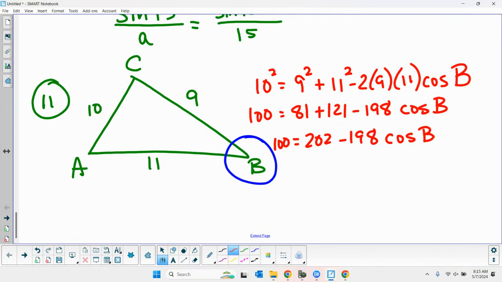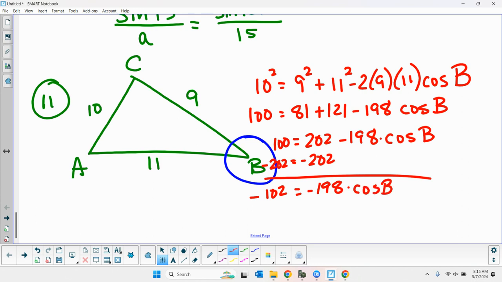Now here's where some of us make a mistake. Some of us want to subtract 198 from 202. Can I do that? No. So this is a point where I got to subtract the 202 over, because this 198 is being multiplied by that cosine of B, right? So I have to subtract that 202 from 100, which is negative 102. Remember, that's times the cosine of B.